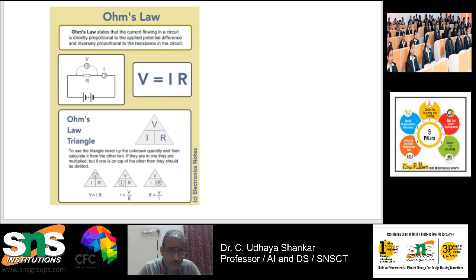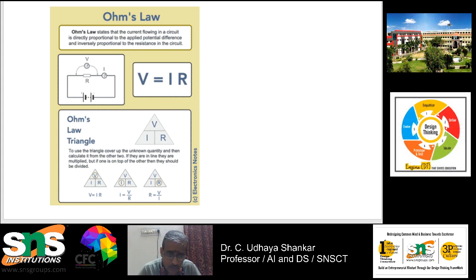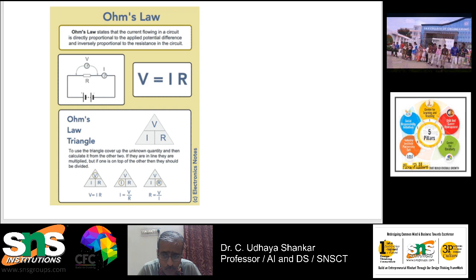So we'll move on. This we have discussed. Ohm's law states that current flowing in a circuit is directly proportional to the applied potential difference and inversely proportional to the resistance of the circuit. So this Ohm's law triangle has also been discussed. V equal to IR is the formula. Okay. So hope you are clear with the discussions.